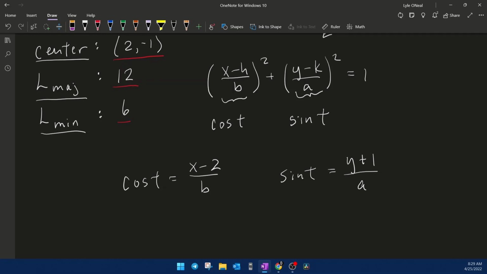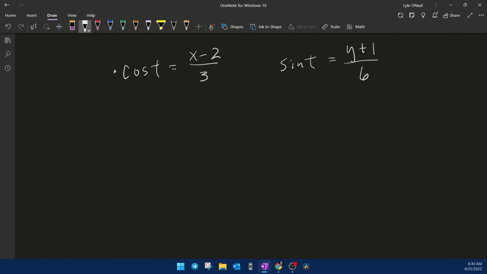Also recall, the length of the major axis is actually 2a. So if we divide both sides by 2, we can get a is 6. And the length of the minor axis is 2b. So dividing both sides by 2 will give me b is 3. And now I've got everything plugged in, and I can solve for x and y in these two equations.